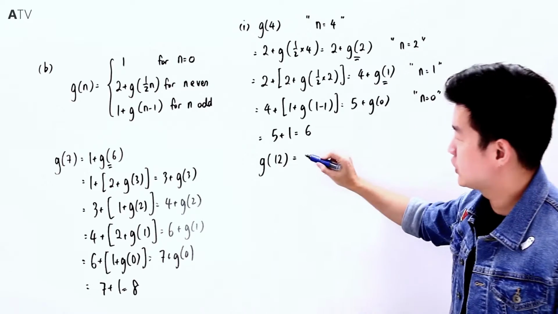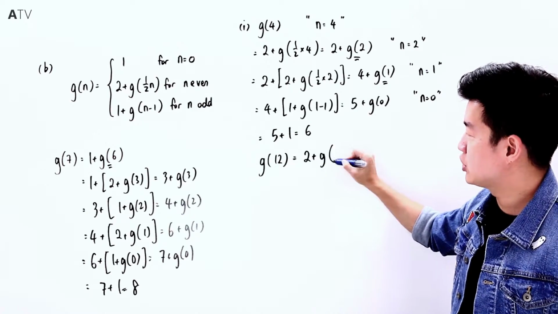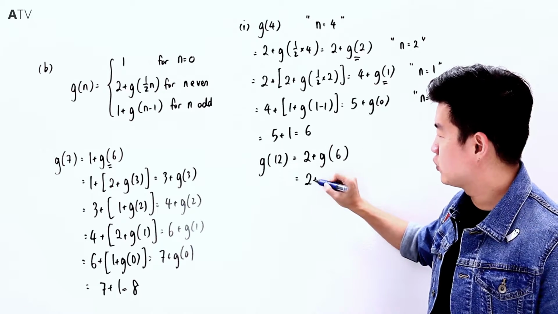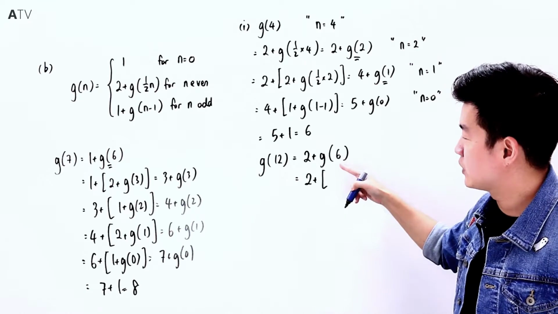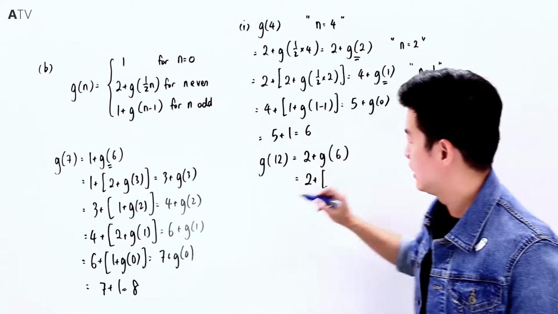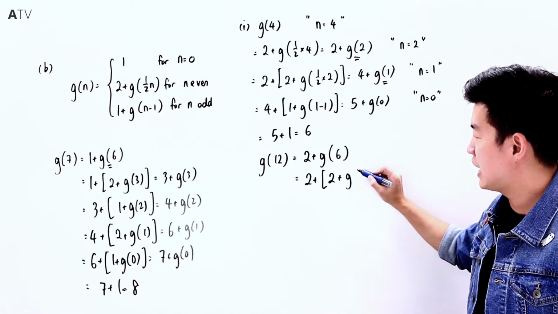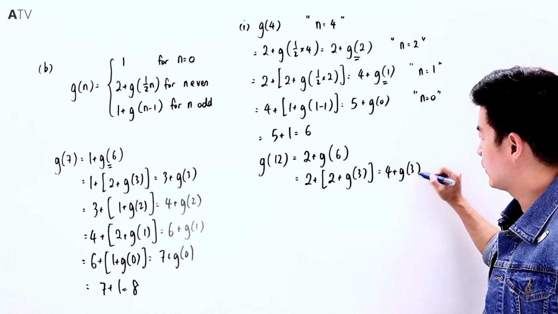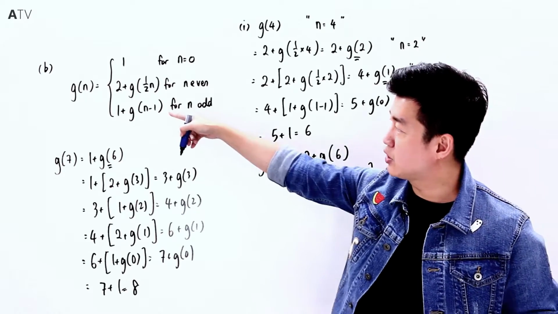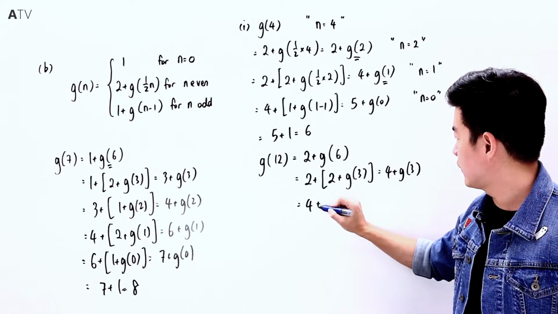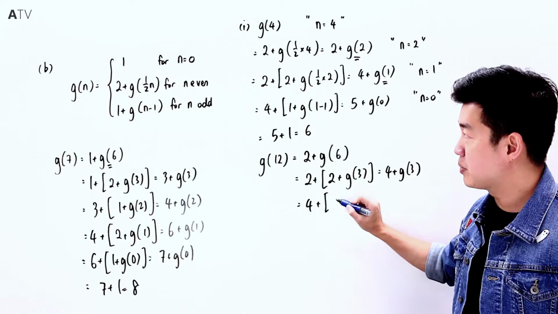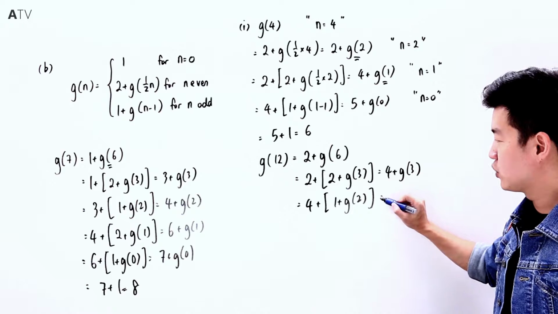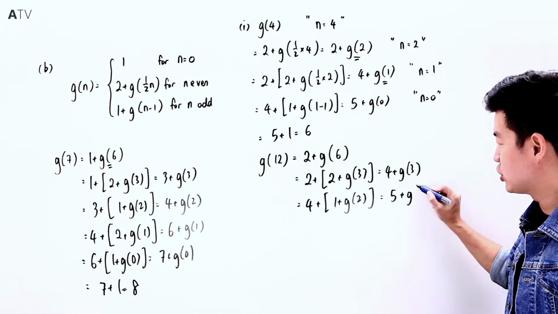12 is an even number, so G12 will be 2 plus G of half times 12, 6. And this will be 2 plus this. I'm going to replace it with, since 6 is an even number, I'll replace it with 2 plus G half of 6, 3, which is 4 plus G3. 3 is an odd number, so I'm going to make use of that, which means that I have a 4 plus G3 will be replaced by 1 plus G of 3 minus 1, 2. So what I have is a 5 plus G2.